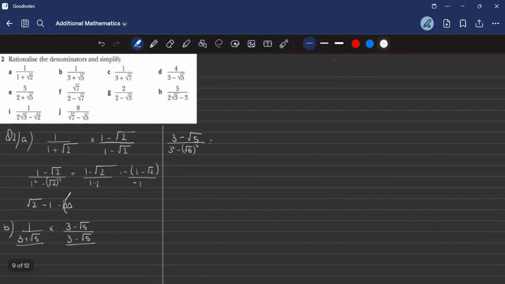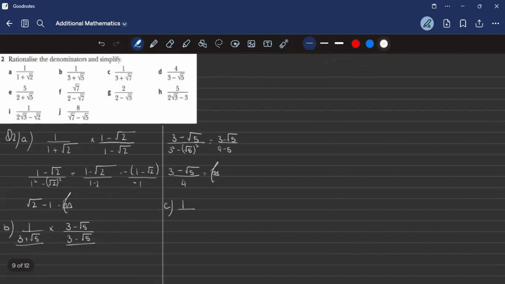So that is going to give us 3 minus under root 5 divided by 3 squared is 9 minus 5. And what is 9 minus 5? It's 4. 3 minus under root 5 divided by 4 is equal to your answer for part B. Simple.